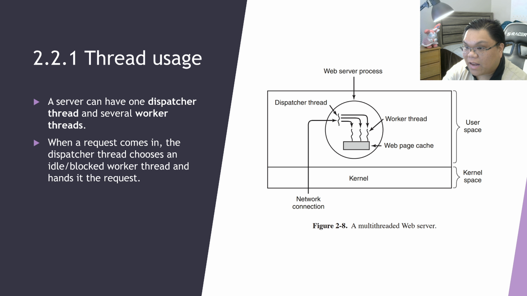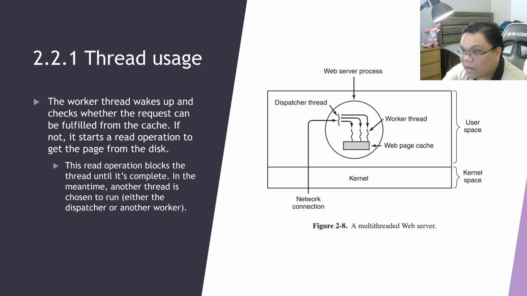So a server can have one dispatcher thread and several worker threads. When a request comes in, the dispatcher thread chooses an idle worker thread and hands it the request. The worker thread wakes up and checks whether the request can be fulfilled from the cache. And if not, then it starts a read operation to get the page from the disk. The read operation blocks the thread until it's complete. So that worker thread can't do anything anymore until the operating system gives it the file it's looking for.